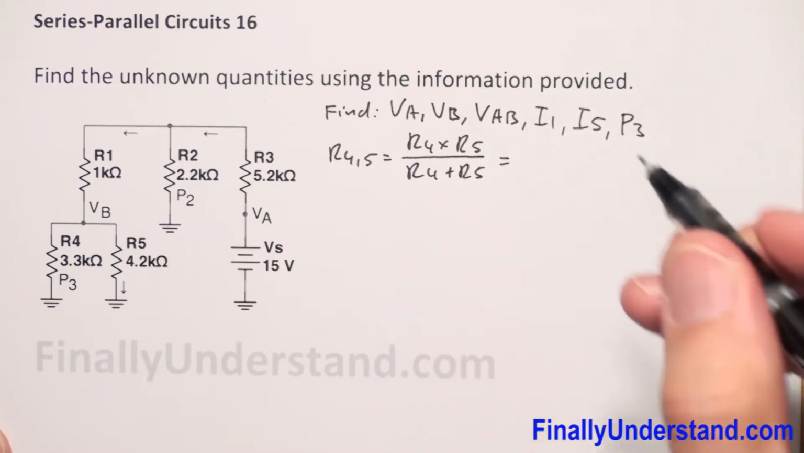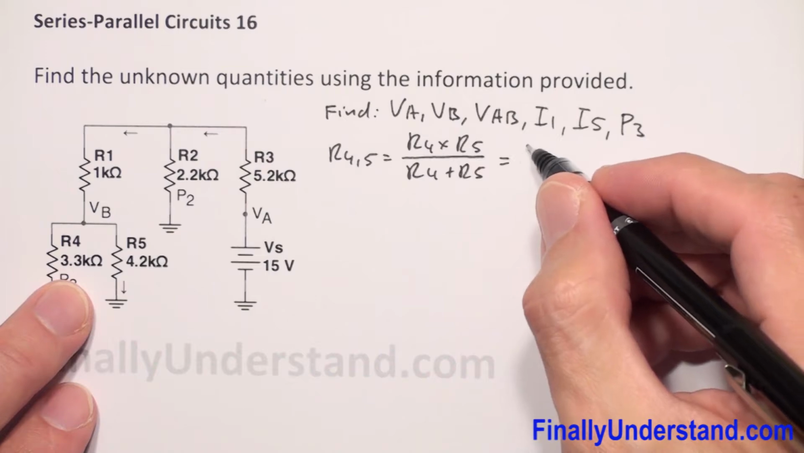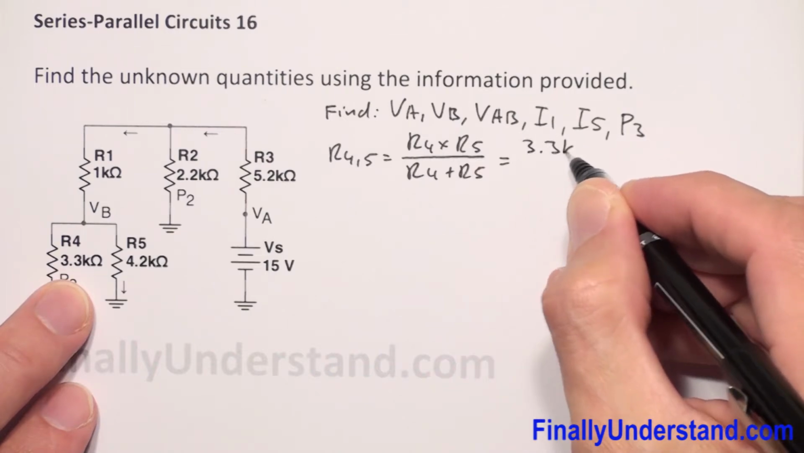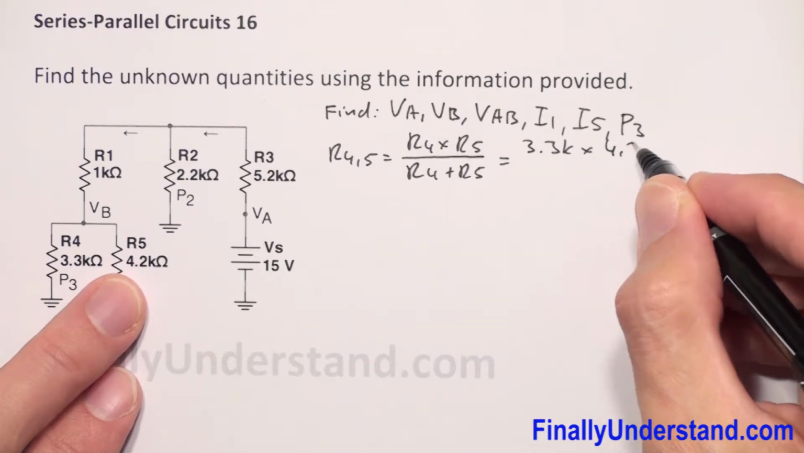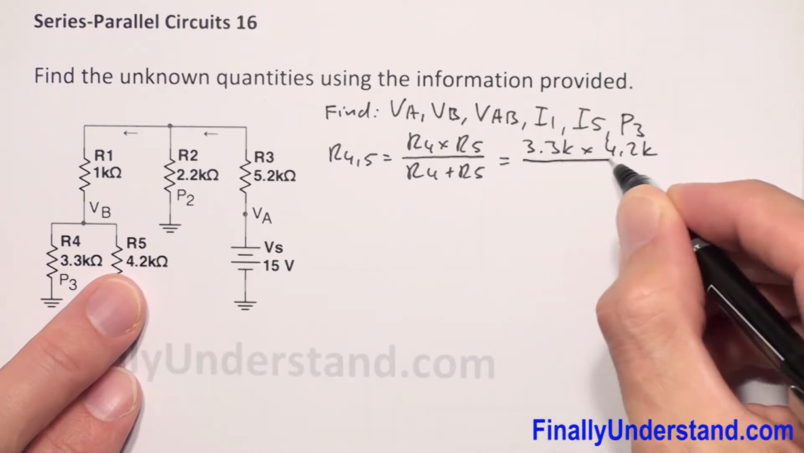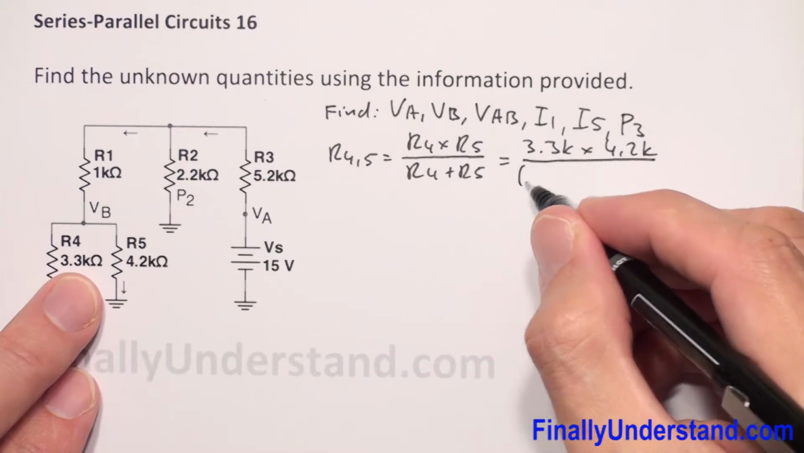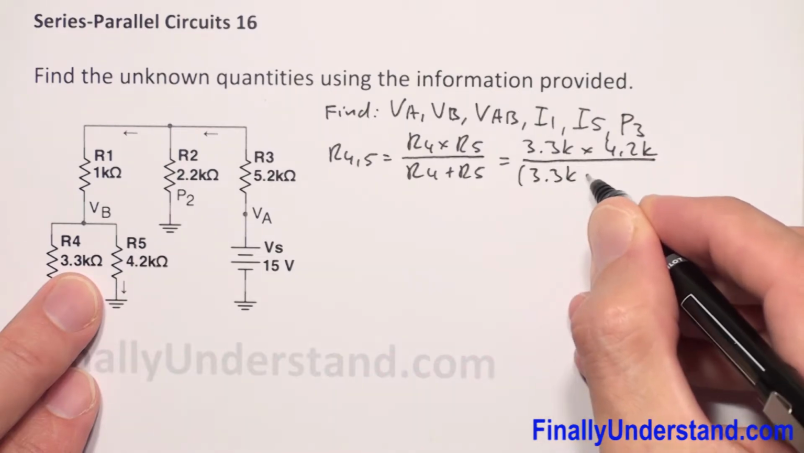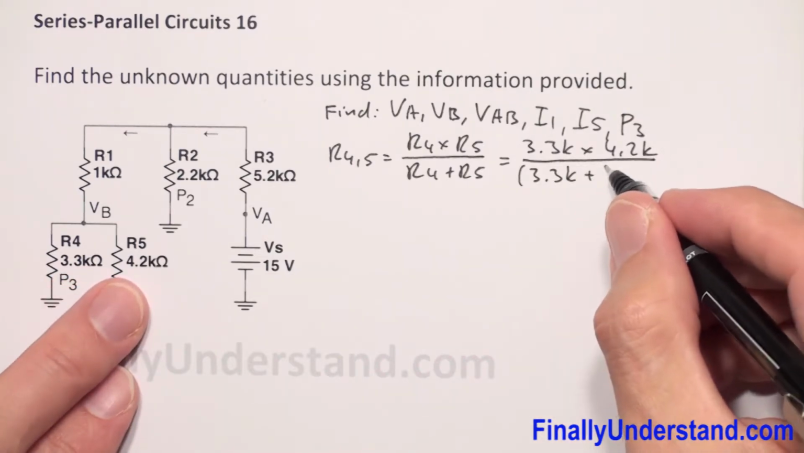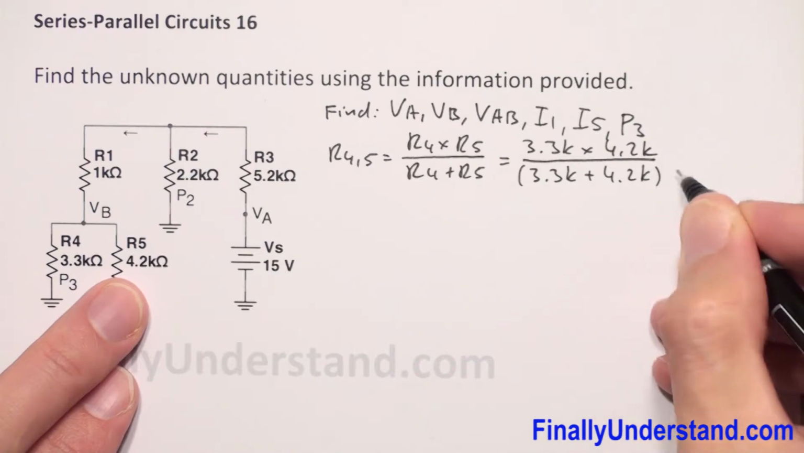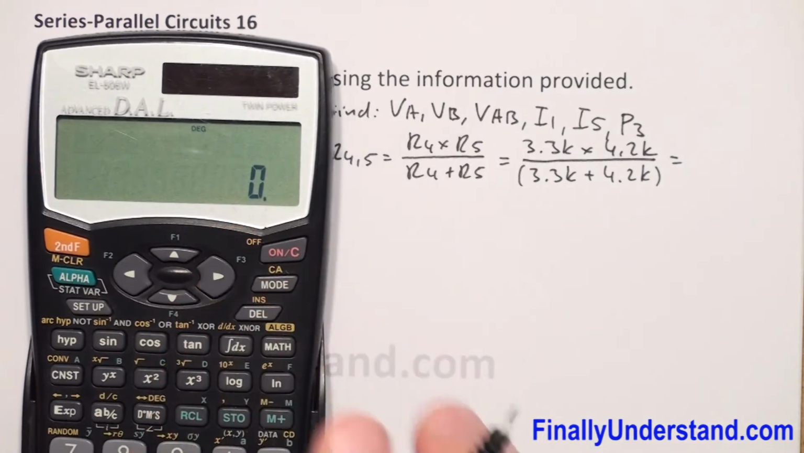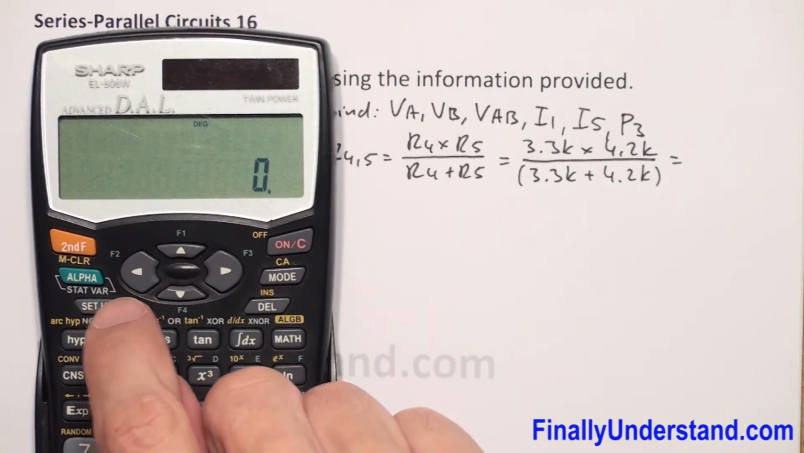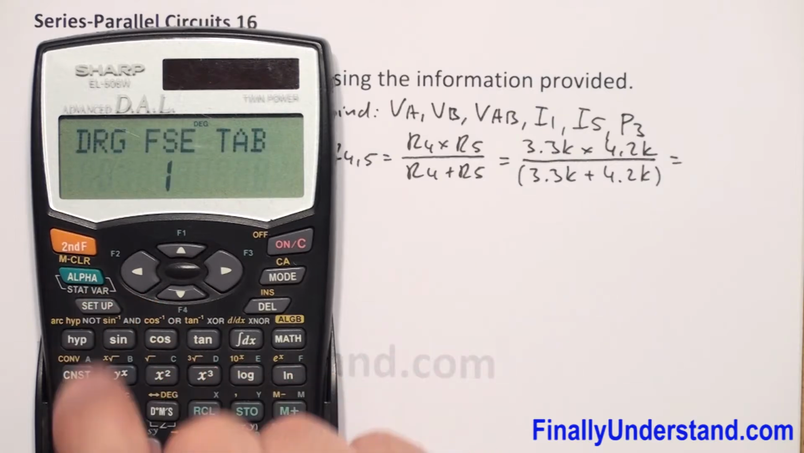Now I'm supposed to plug in the values, so I have 3.3 kilo ohms times 4.2 kilo ohms over 3.3 kilo plus 4.2 kilo. Now I'm going to use the calculator like always. Let me set up this calculator to engineering notation.